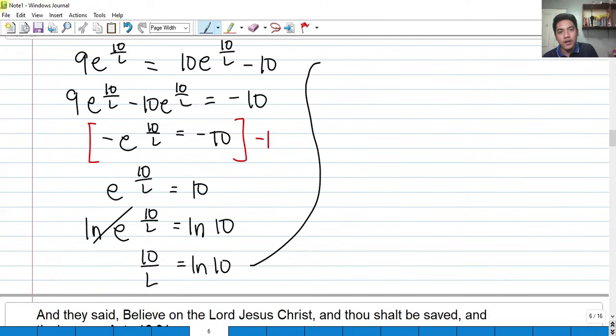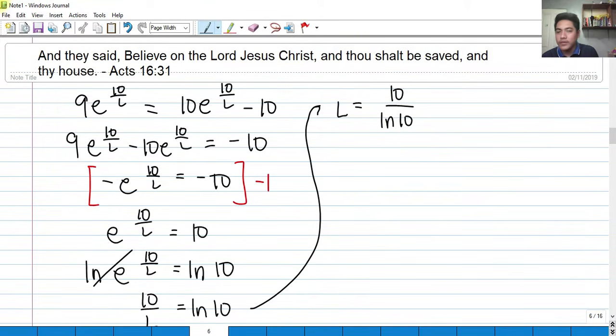Solving for L, L is now equal to 10 over ln of 10. And if we solve for that using our calculator, we will find that the answer should be, the inductance is 4.34. The unit of inductance is Henry, or H. So this would be our inductance, L.